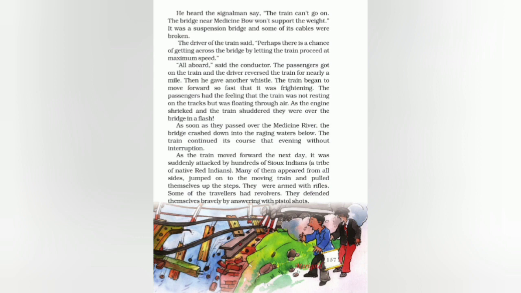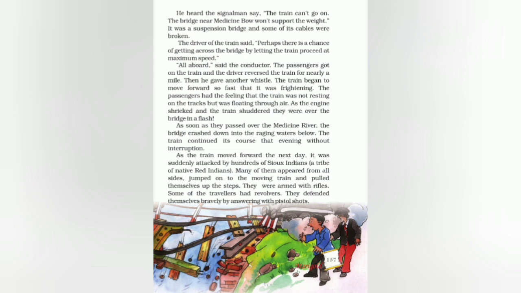So Passepartout, when he came out of the train to find out what the matter was, actually heard the signalman saying that the train could not go. Why? Because there was a bridge on the way, which was broken. Some of the cables of the bridge were broken. It was a suspension bridge. Suspension bridge means it was hanging from the cables. It did not have any support from the ground.